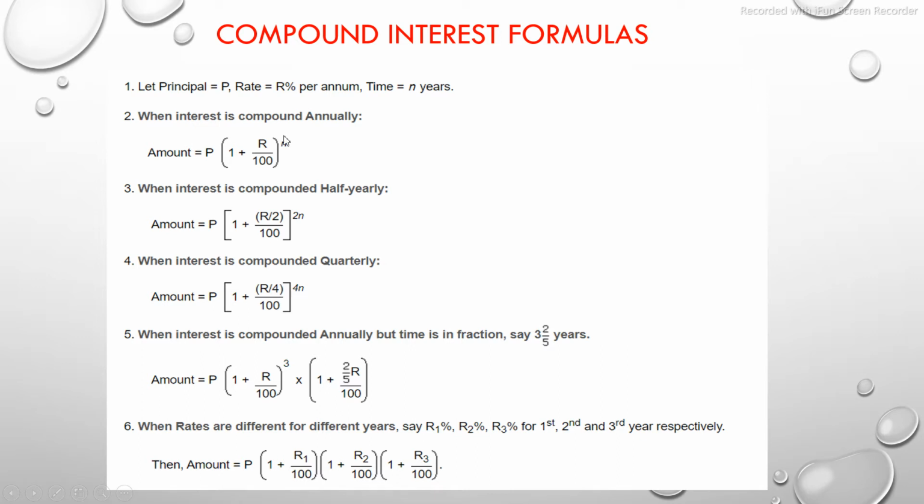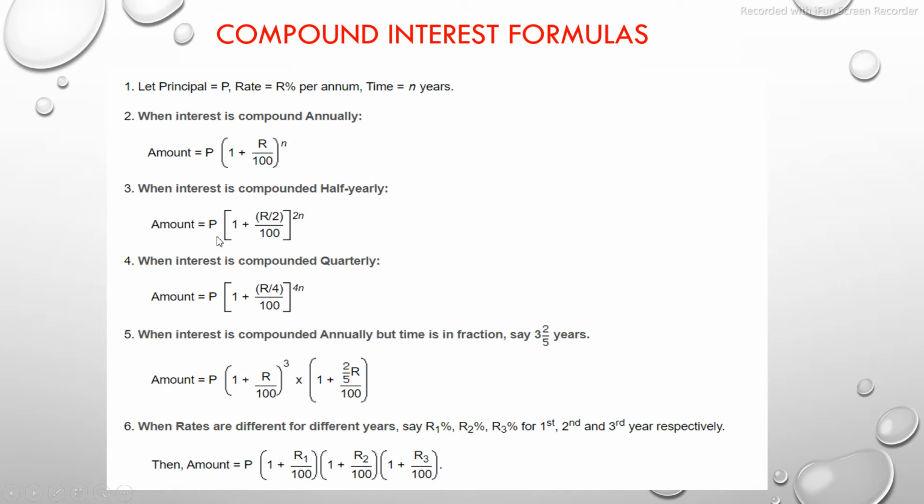So when the interest is compounded annually, then the amount is given by P into 1 plus R by 100 to the power N. And when the interest is compounded half yearly, then the rate is divided by 2 and the time is multiplied by 2.